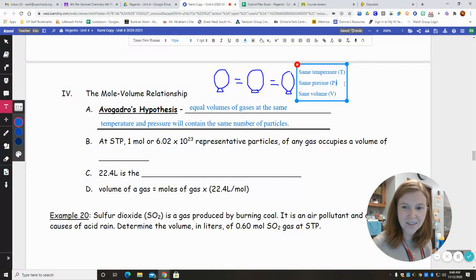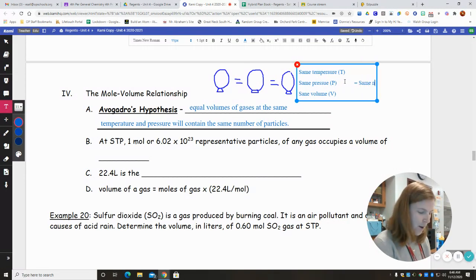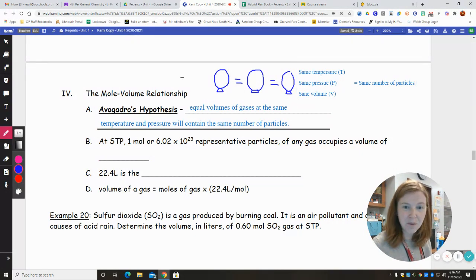If those 3 things are equal, that means they have to have the same number of particles. It doesn't matter that maybe this one has helium in it, and maybe this one is filled with oxygen, and maybe this one is filled with neon. It doesn't matter. It could be carbon dioxide. It could be water vapor. If you have equal volumes at the same temperature and pressure, they have to have equal numbers of particles.